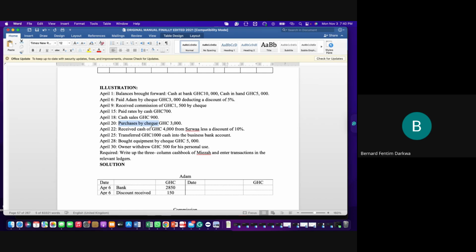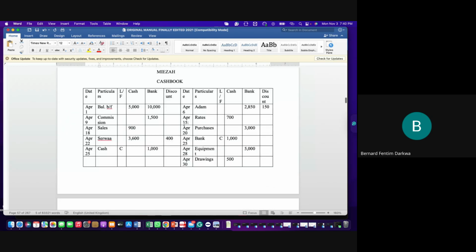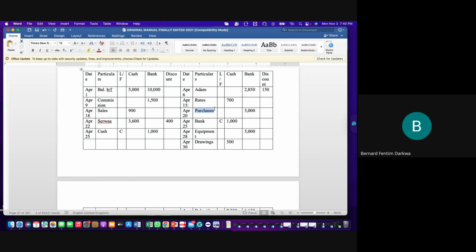purchases by check 3,000. So here we are buying goods. So you go to cash, check is going out. So credit side for check, then you write purchase. So you go here, you see that purchases, then you write 3,000 by check.